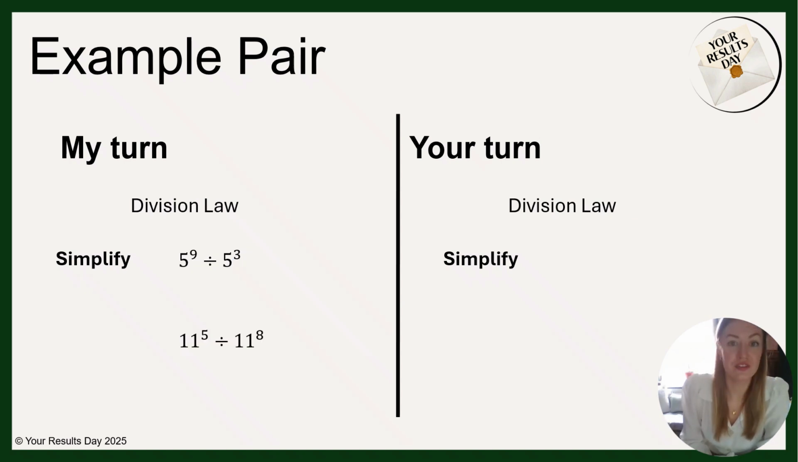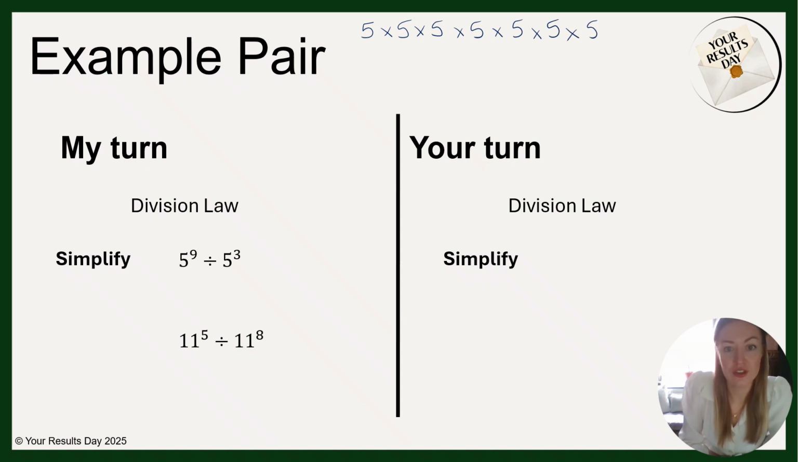Then we have the division law. And based on the multiplication law, you might be able to guess what's going to happen here. If we have 5 to the power of 9, I'm just going to use this space at the top here, that would be 9 5's multiplied together. And just a reminder, this is just to help you understand why the law works.